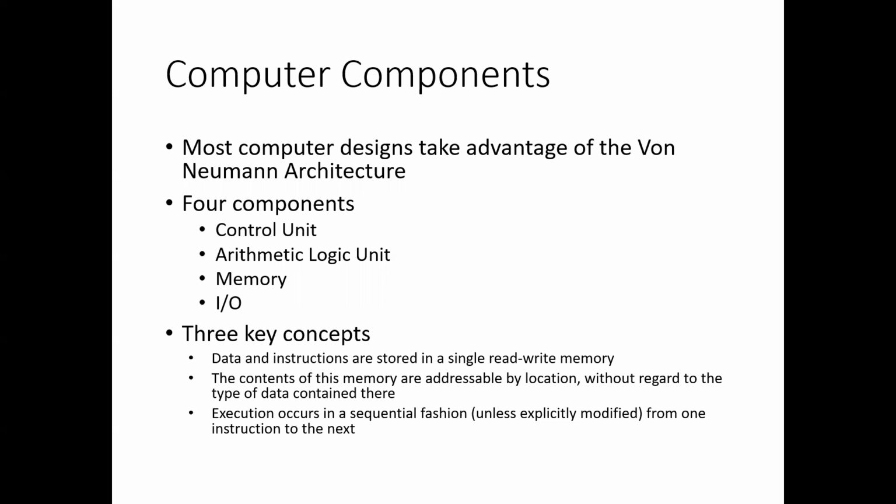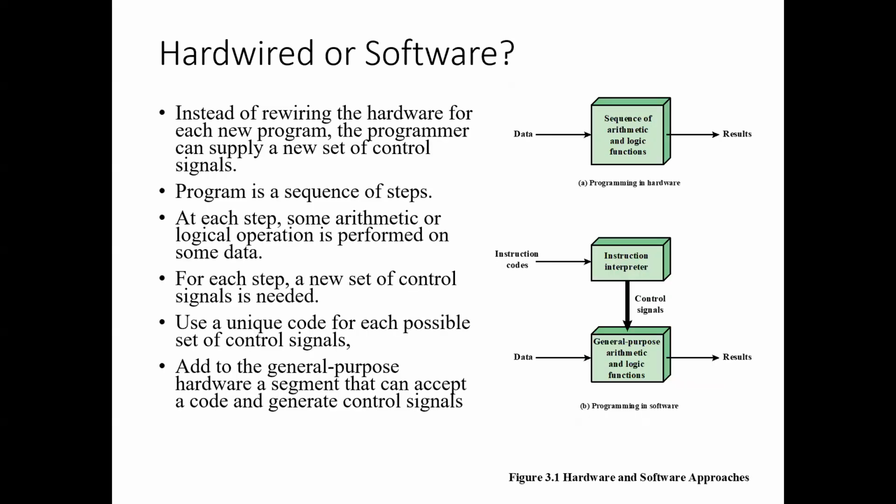3 key concepts: the data and instructions are stored in a single read-write memory. Contents in this memory are addressable by location without regard to the type of data contained there. And execution occurs in a sequential fashion unless explicitly modified from one instruction to the next. So, if you have a jump or a jump less than or jump greater than, that will definitely change the order of execution, but generally we follow a sequential order. So whether the computer is hardwired or has software is a critical distinction between different types of computer.